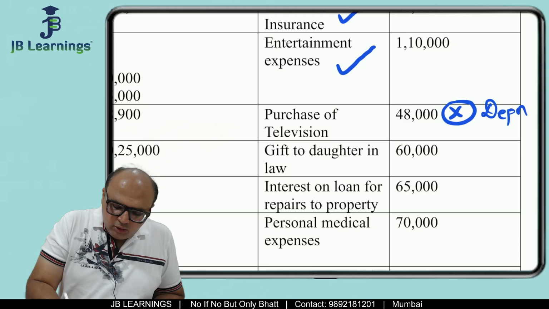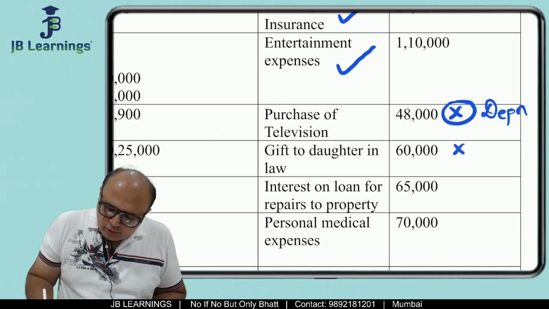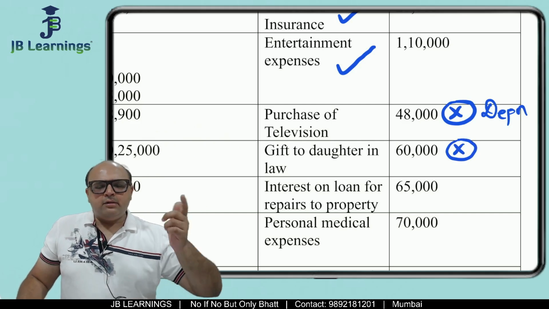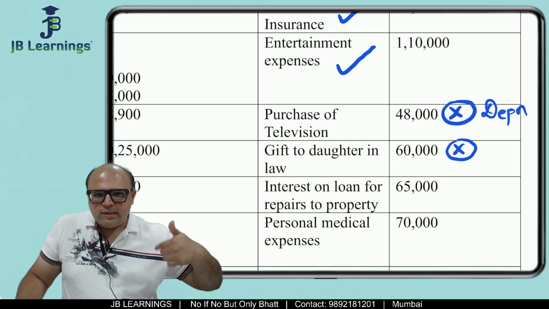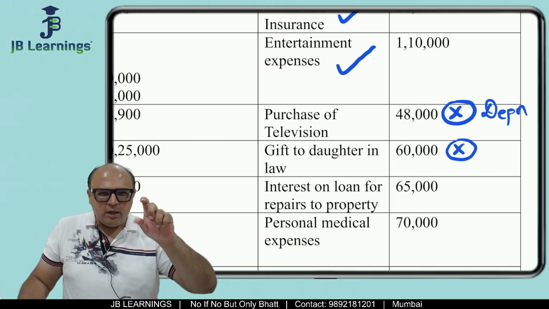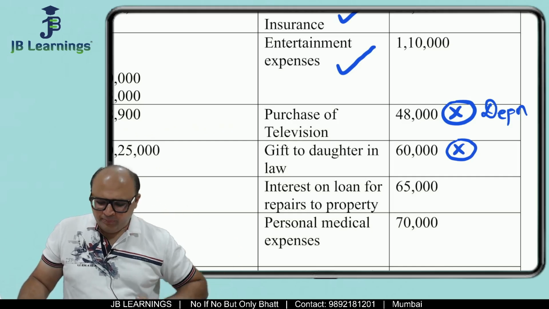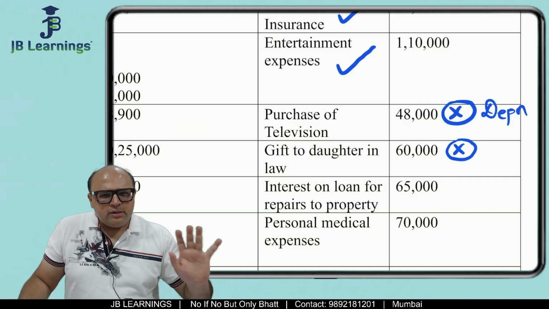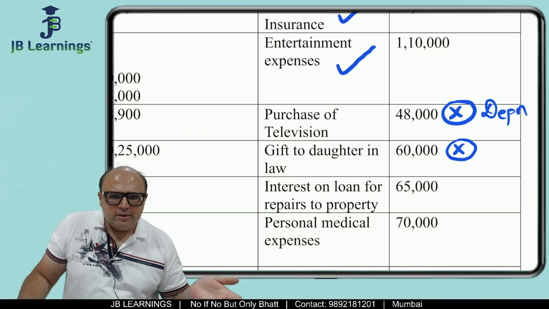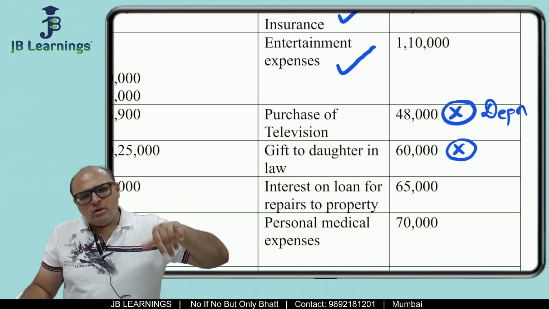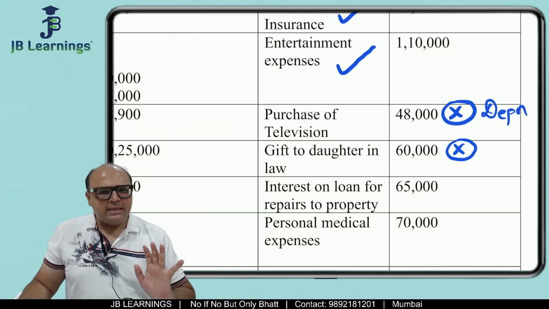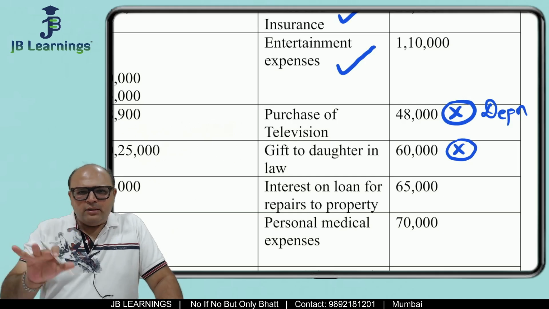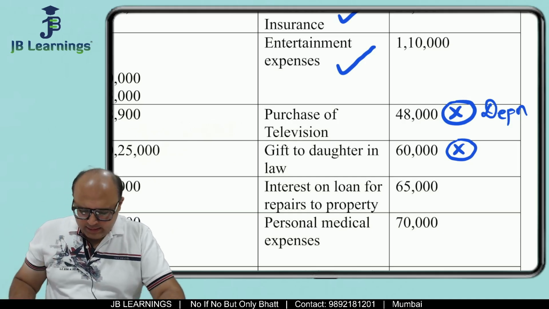Gift to daughter-in-law. So daughter-in-law is like son's wife, right? In the Act, it is written that if you give anything to son's wife, then, if you remember, some clubbing provisions get attracted. But currently, this is a gift. They have not given any information whether this amount was invested or whether this amount has earned some money, etc. So till extra information is given, I will consider it as not my business expense.